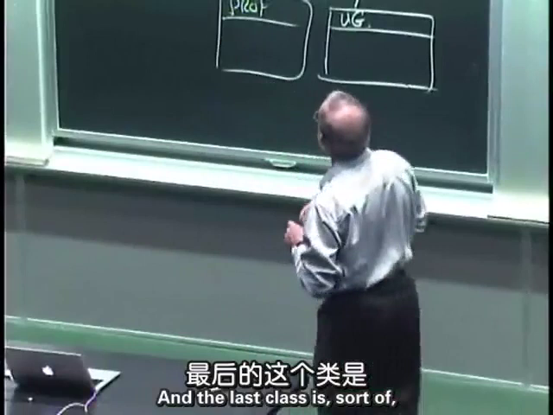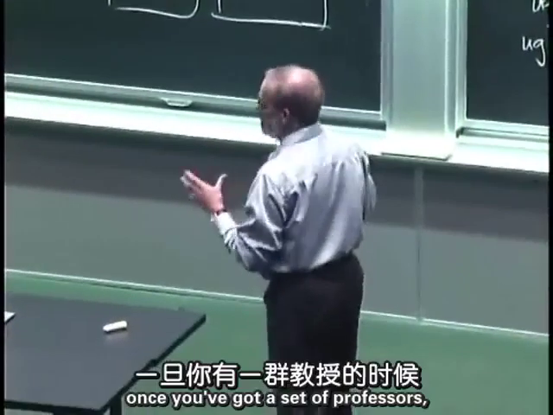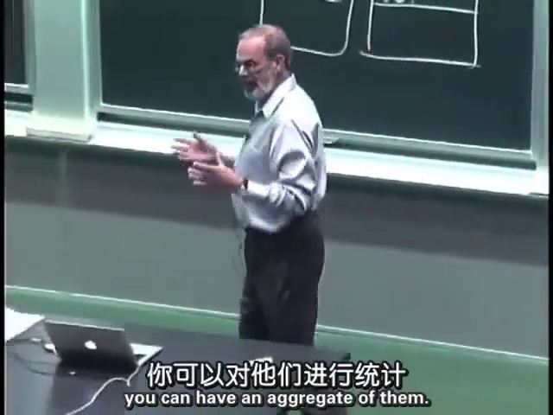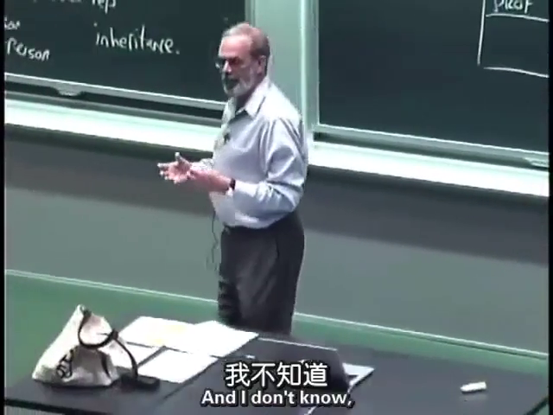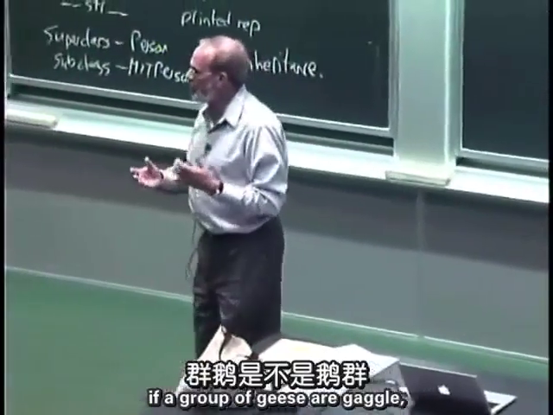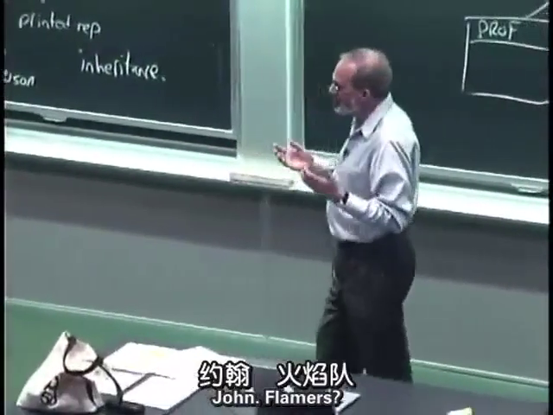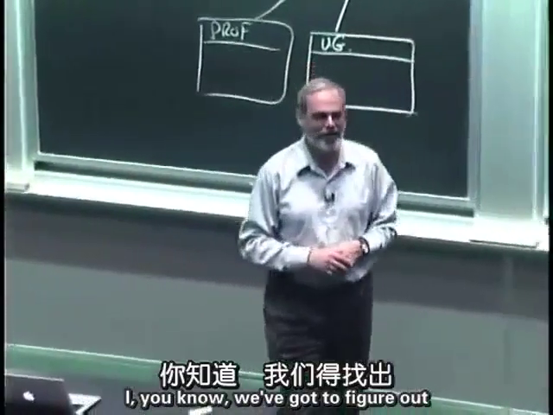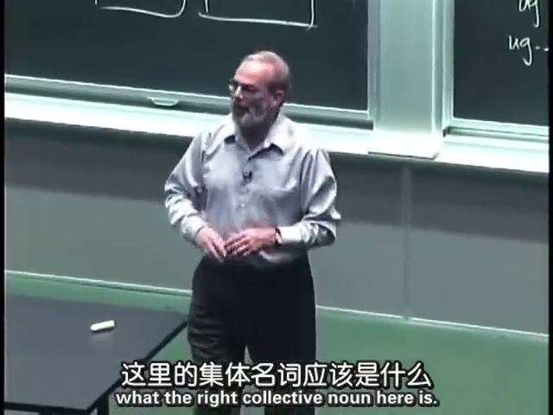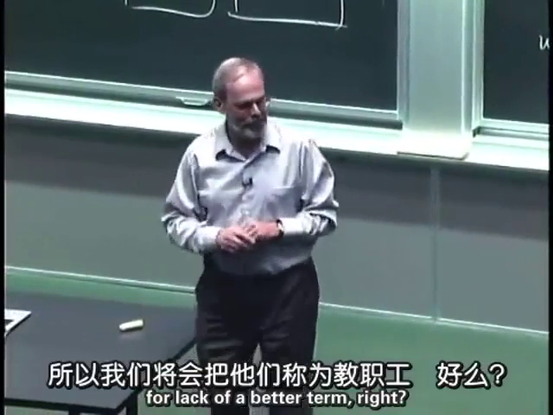And the last class is sort of, once you've got a set of professors, you can have an aggregate of them. And I don't know if a group of geese are a gaggle. I don't know what a set of professors are, John. Flamers? We have to figure out what the right collective noun here is. We're going to call them a faculty, for lack of a better term, right?